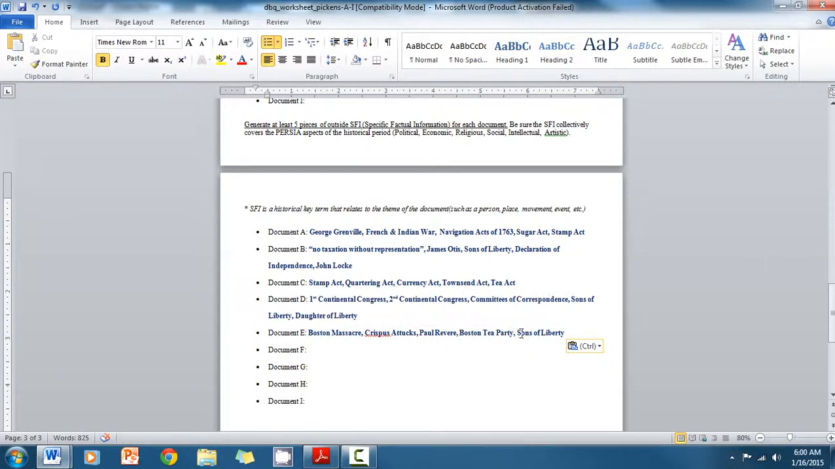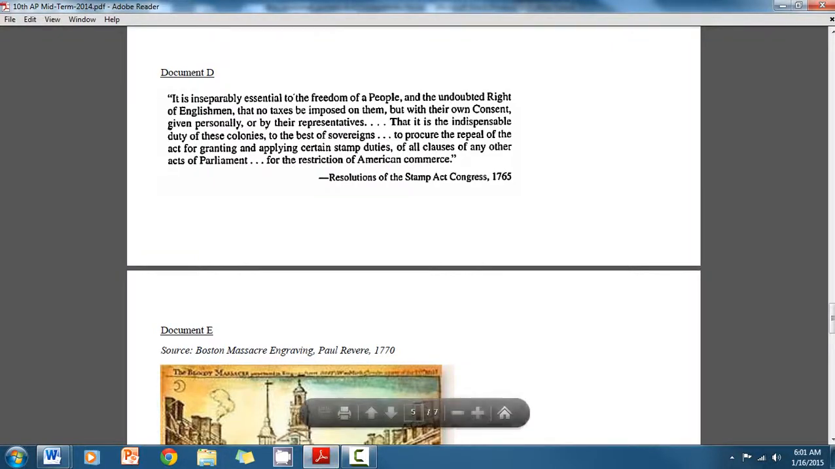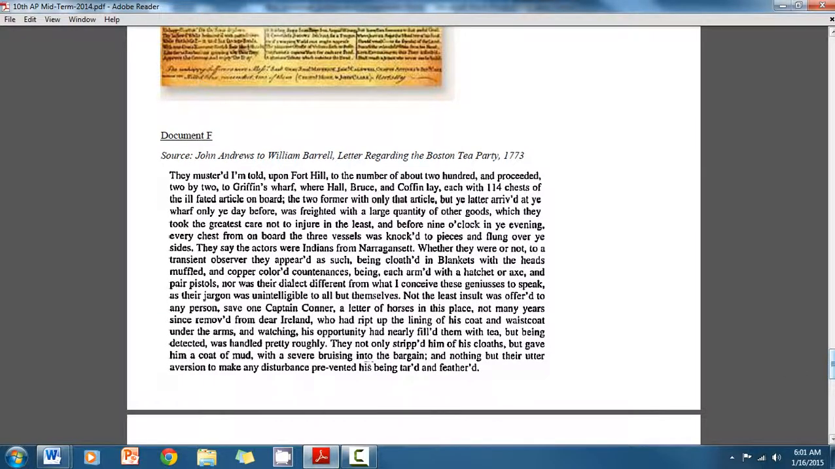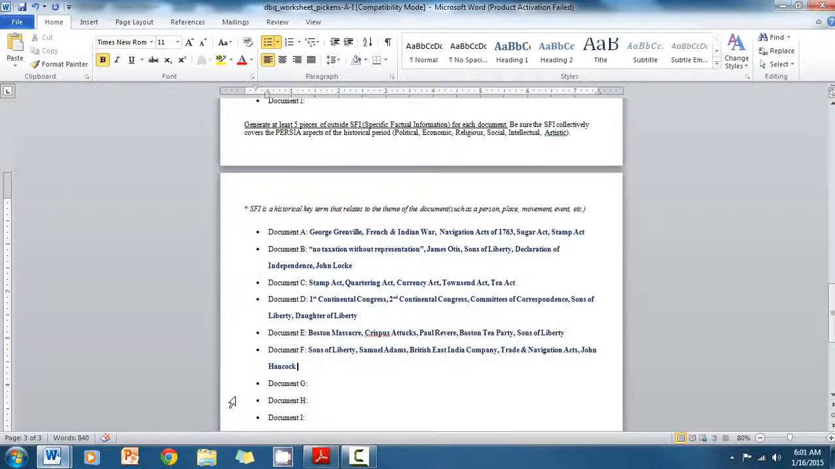And after the Boston Tea Party, I thought of the Sons of Liberty, who were mostly involved in it. And so for these last few documents, other examples of SFI: Sons of Liberty, Samuel Adams, British East India Company, Trade and Navigation Acts, and John Hancock. All of those things relate to document F. Let's scroll down here. Document F references the Boston Tea Party, and the Sons of Liberty were mostly involved.